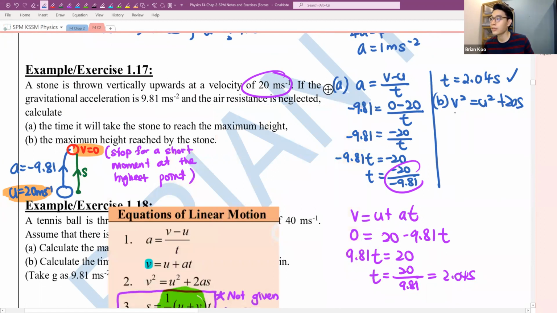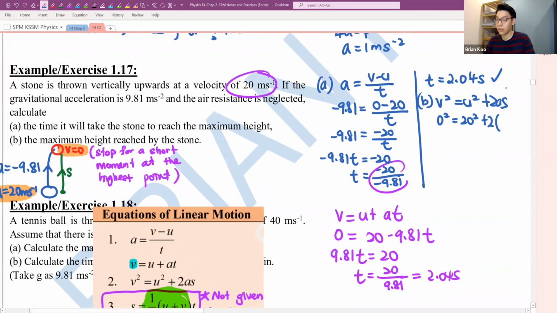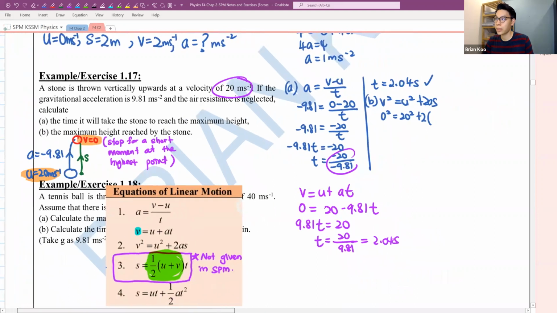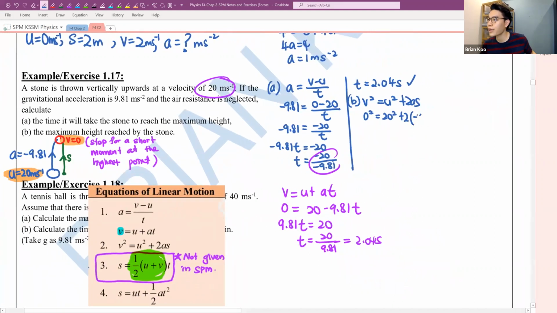Okay, V is what? V is 0, U is 20, A is negative 9.81. Okay, no wonder I got no space. Okay, negative 9.81. And then S is what we want to find.